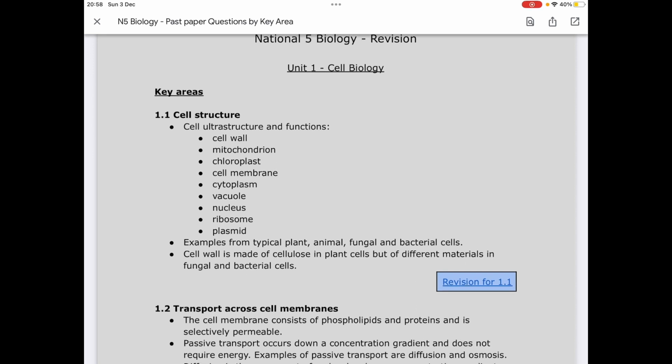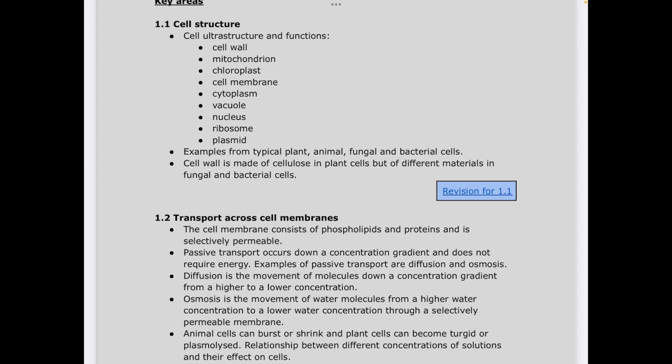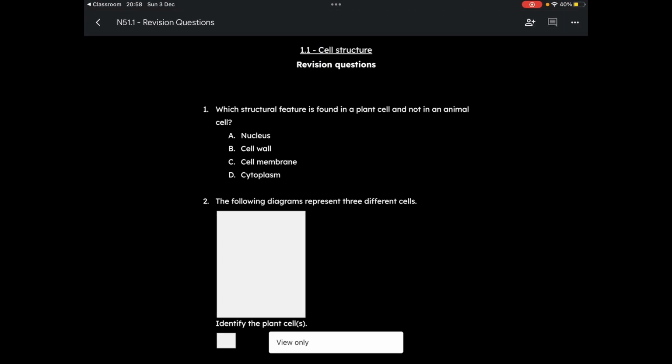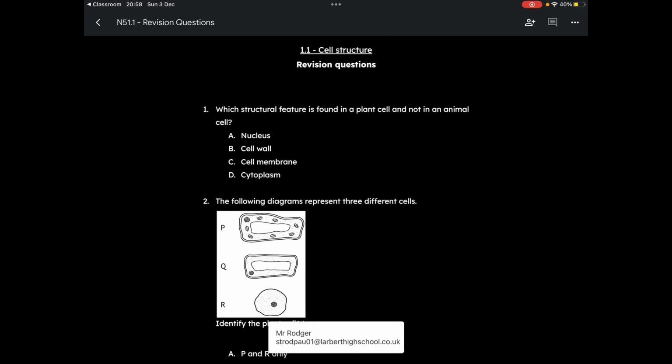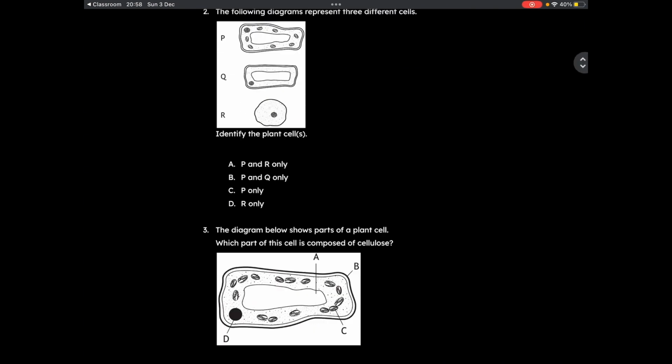Each section, it gives you a little reminder of what's in that topic. You'll then click on revision for 1.1, once you've had a wee read over that, reminded yourself what's in it. And you simply get lots and lots of past paper questions by topic. Okay, so you could either type these up on a document, a Google Doc, or simply write the answers down.